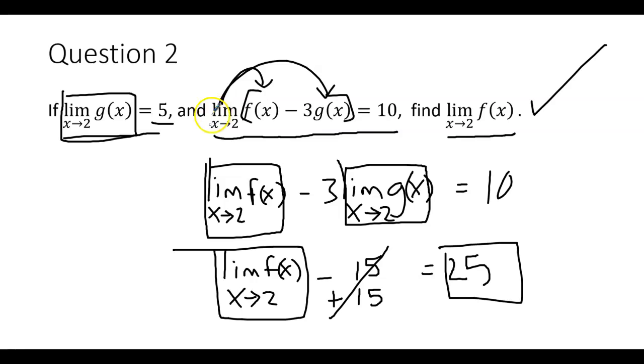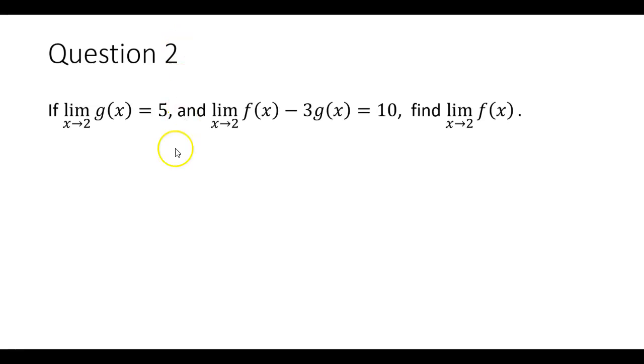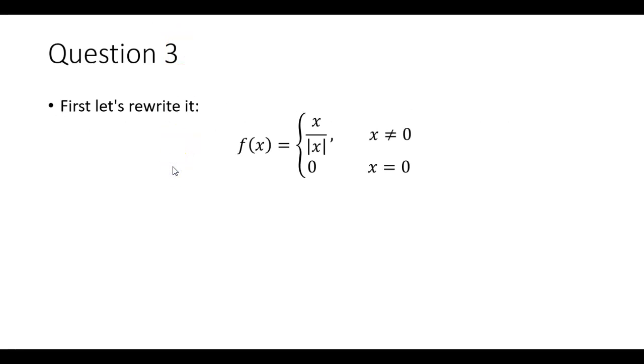So the idea there is to go ahead and apply the limit to the pieces, each piece separately, and then replace those pieces with the numbers that they give you and find the missing one that you want. Okay, so that's question 2. Let's go ahead and take a look at question 3 here.